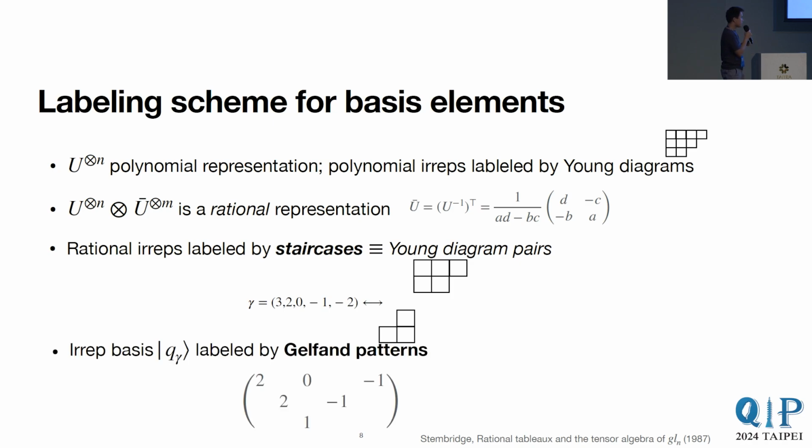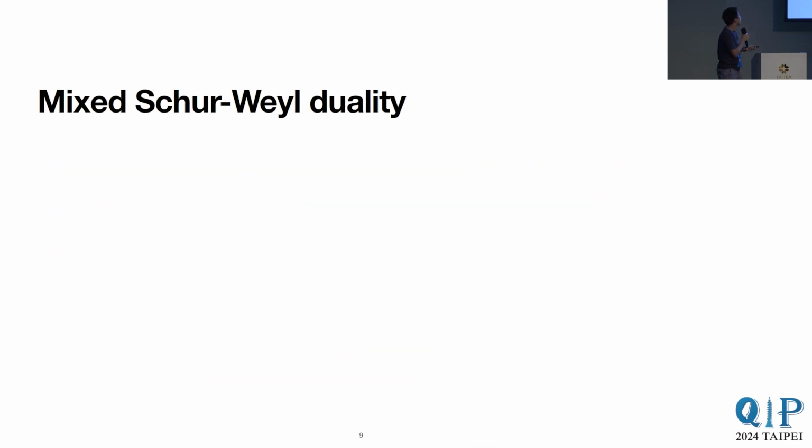So for the irrep space register Q gamma, we can also quite easily label this by something called the Gelfand-Tsetlin patterns. So these are just triangular arrays of integers, such that the first row corresponds to the irrep label. So the more non-trivial part is to label the multiplicity space register. So for this, we need the mixed Schur duality.